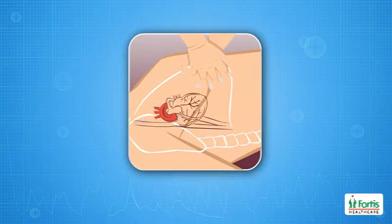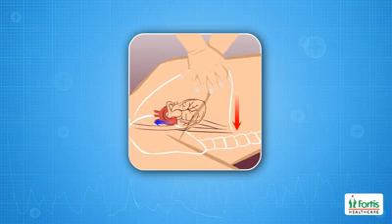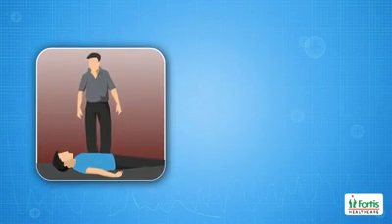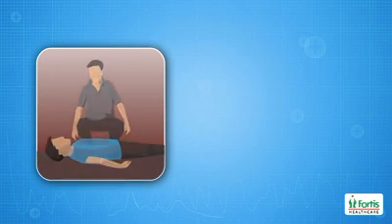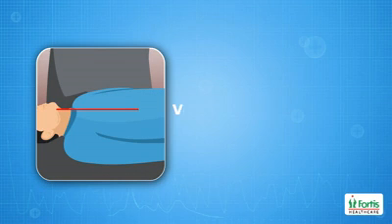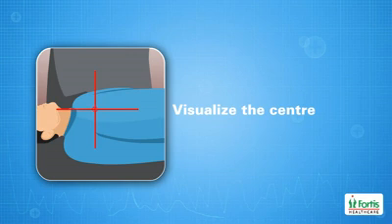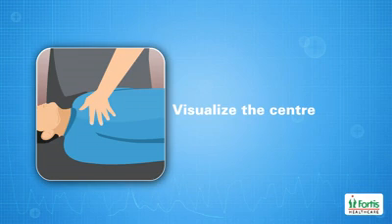CPR is a combination of rescue breathing and chest compressions. It involves the compression of the heart between the breastbone and the backbone and supplying oxygen to the lungs by blowing into the casualty's mouth. Position yourself in a way that will allow you to apply vertical pressure during compressions. Visualize the center of the casualty's chest and place the palm of one hand on that point.